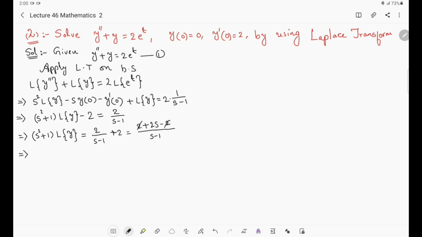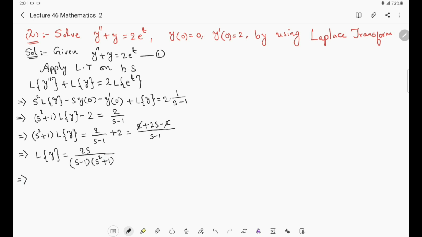This is equal to, now I will write Laplace transform of y. I will send that s square plus 1 to the right hand side. So what we will get is 2s by (s minus 1) into (s square plus 1).